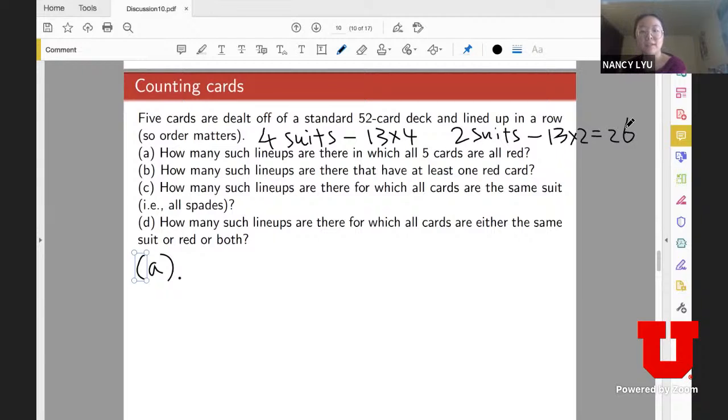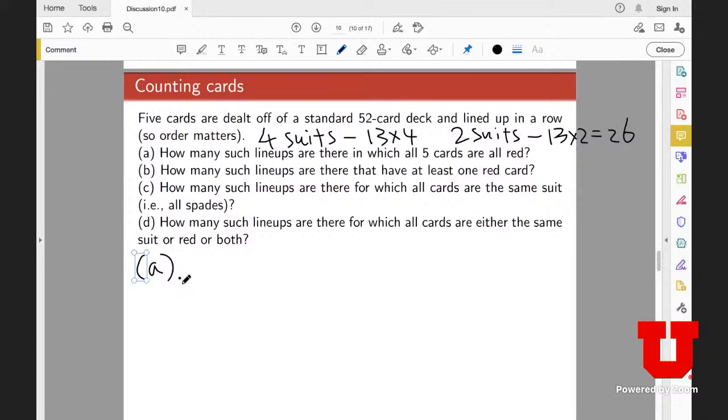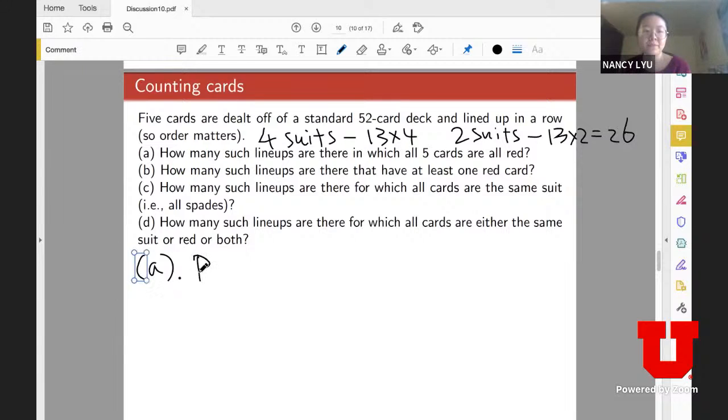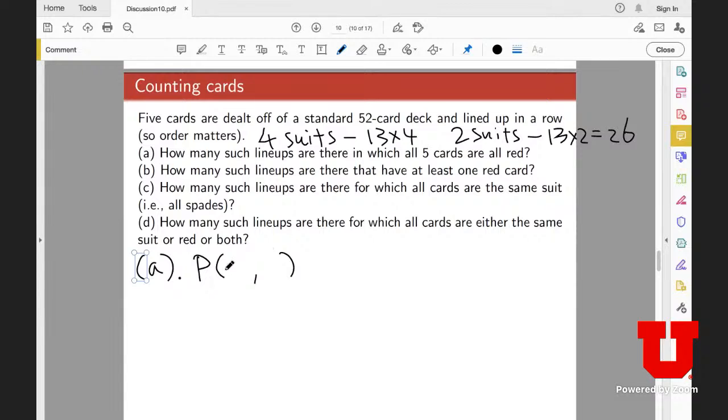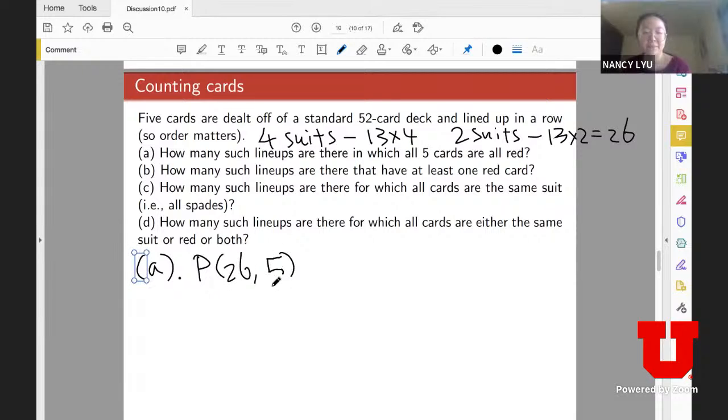The order matters here, and we cannot have repeats. Which formula are we going to use here? Permutation. We're going to use permutation. And what are we going to put for these 2 numbers? 26 and 5. Yes, exactly.